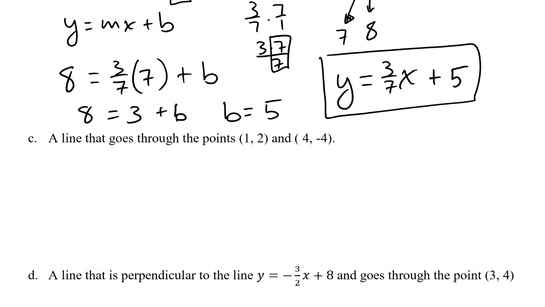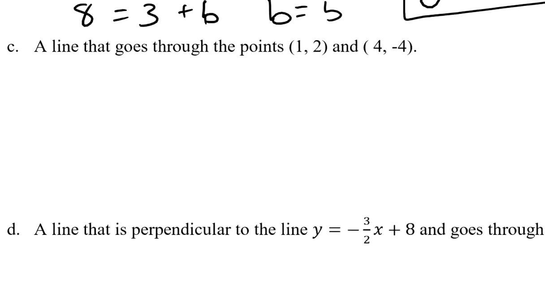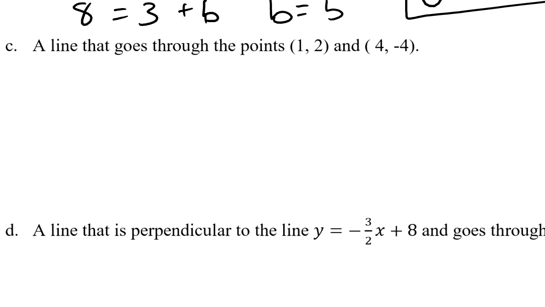Okay, last 2 parts here. The next one is a line that goes through, and they give us 2 points. So actually it's a lot like the previous 2 questions. It's just now they give us even less information each time.